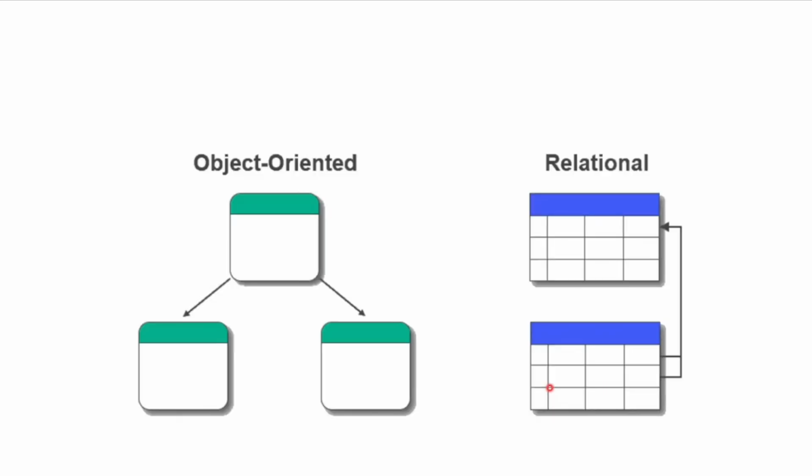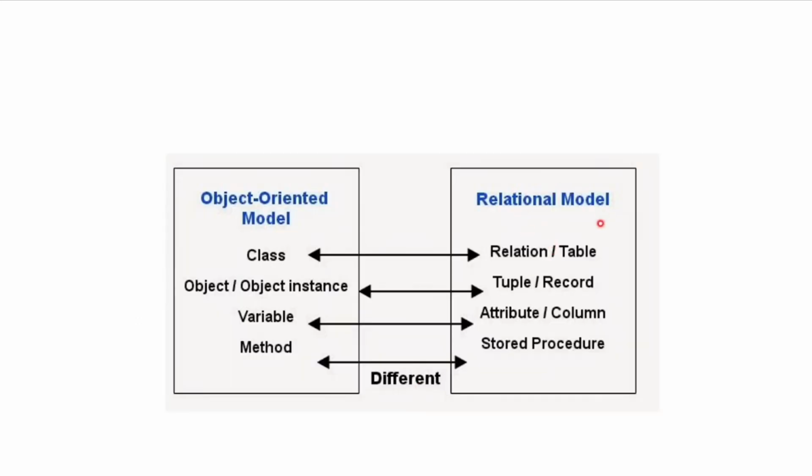Some distinctions between relational and object-oriented databases: under the relational model we say relation or table, and under OOPs we say class. Under the relational model we say tuple or record, and under OOPs we say object instance. So these are the common differences between a relational database management system and OOPs.